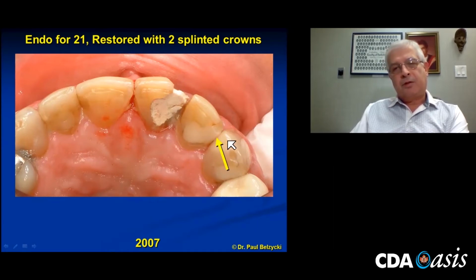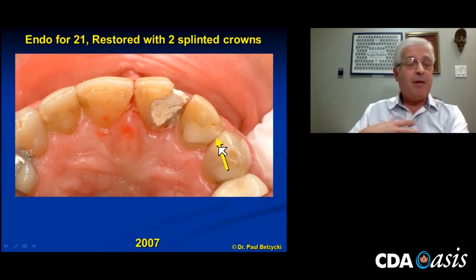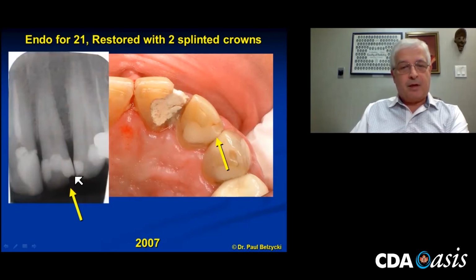The distal incisal corner is broken off, and I thought, wonderful. We'll put 2 crowns on these 2 teeth, and I'll splint them together. I love splinting teeth together, particularly if they're endodontically treated, because that way I can, in my mind, guard against future root fracture. And here you can see the radiograph, the extent of composite resin that was in the lateral.